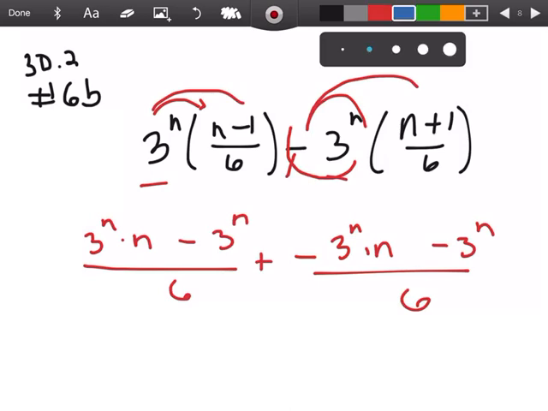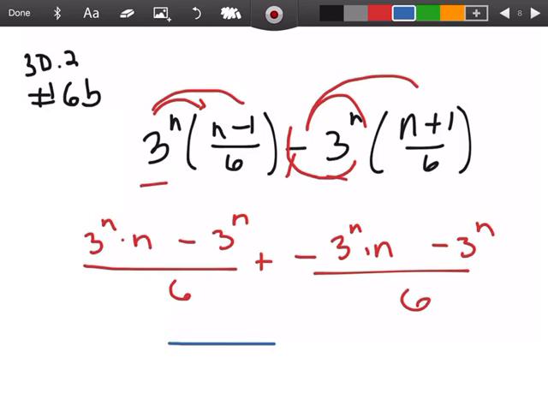So I'm going to switch that to blue, and look what happens when we do that. You have 3 to the n times n, which is messy, but then over on this side, you have negative 3 to the n times n. They cancel out. Not bad. Now here you have negative 3 to the n and negative 3 to the n. So you have 2 of them. You have 2 times negative 3 to the n, all over 6.